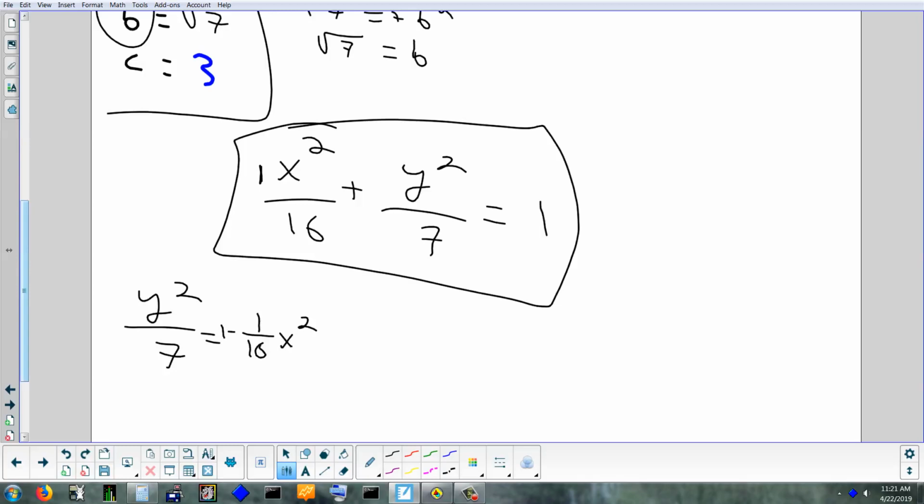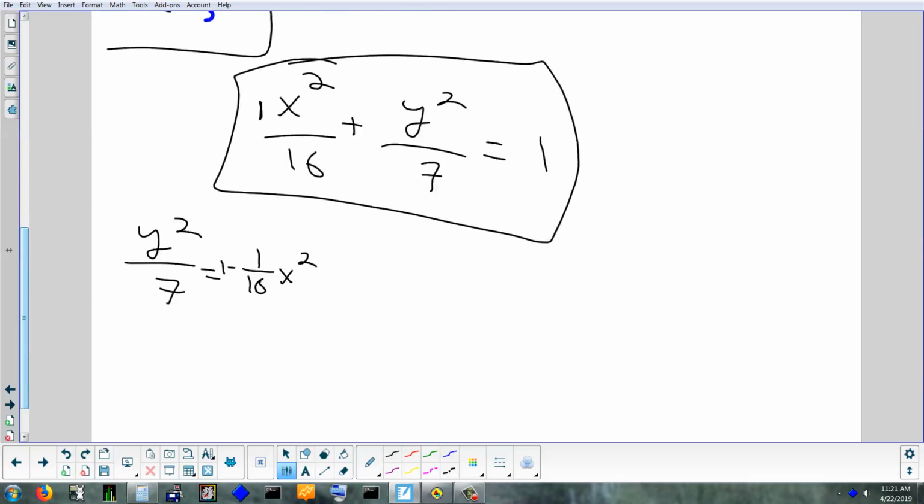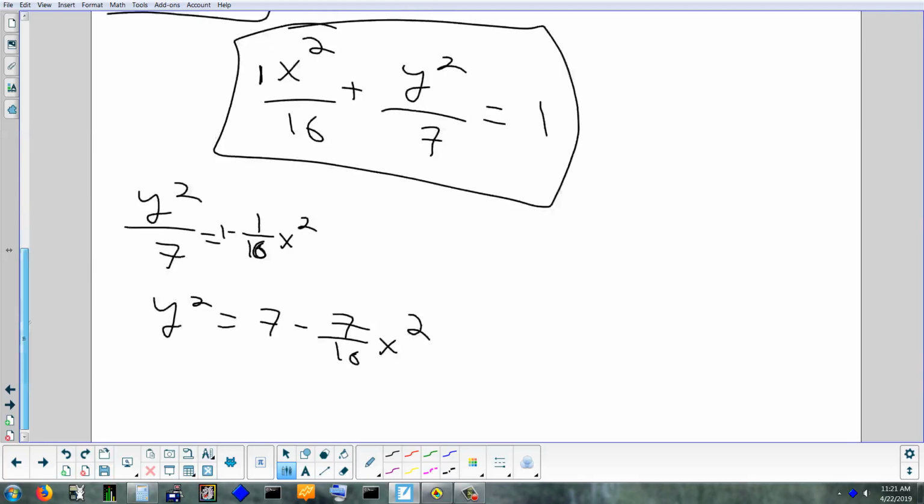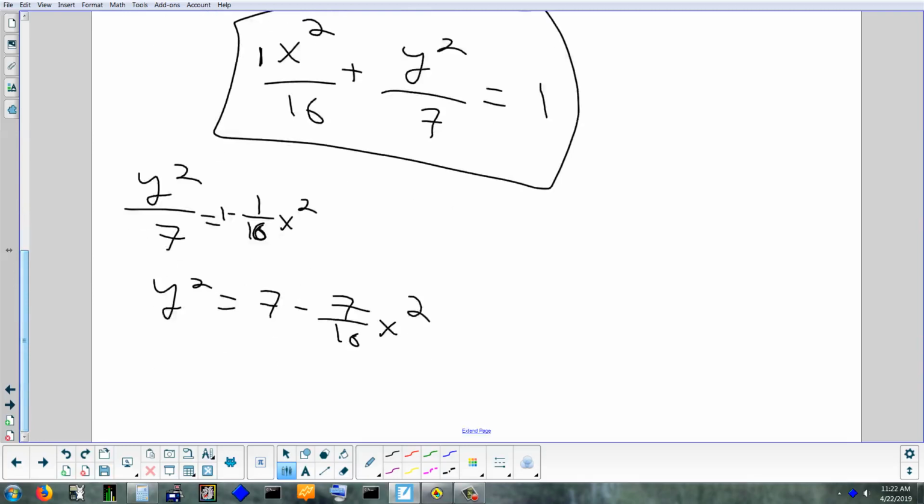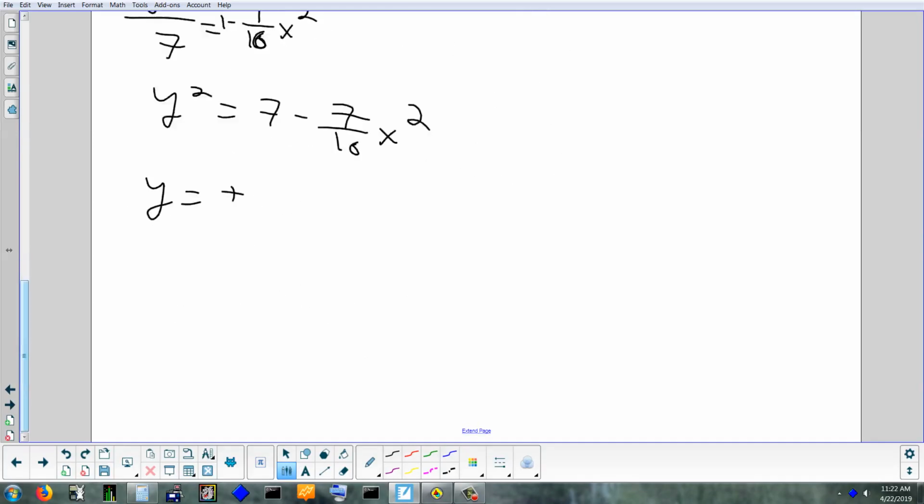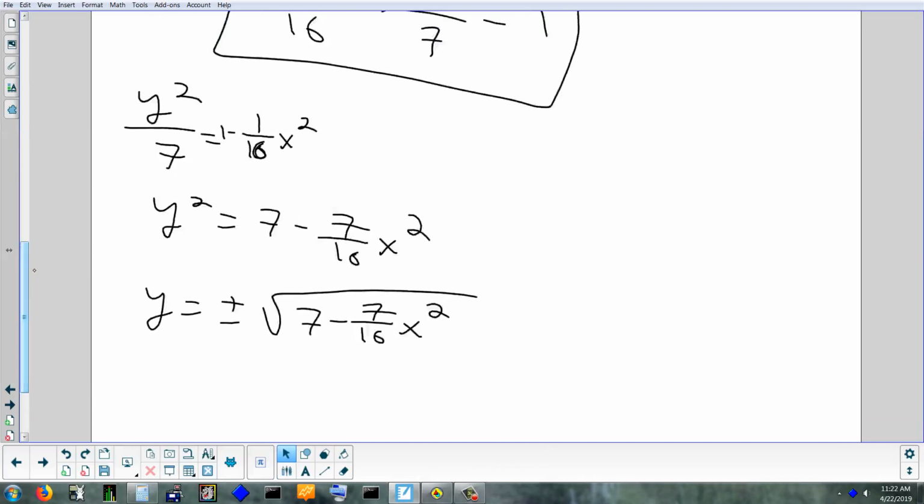So bring that over. Then the next thing you would have to do is bring the 7 over by multiplying everything by 7. So I'd have y squared equals, multiply both of these by 7. So 7 minus 7/16 x squared. And the last thing would be just take the square root. And remember, when you take the square root, how many answers do we get? 2. So y equals the positive and the negative square root of 7 minus 7/16 x squared. So what basically we have to do is graph the ellipse as a top part and a bottom part.